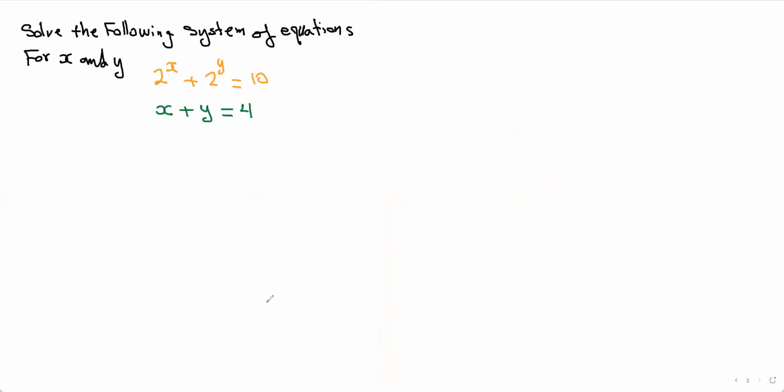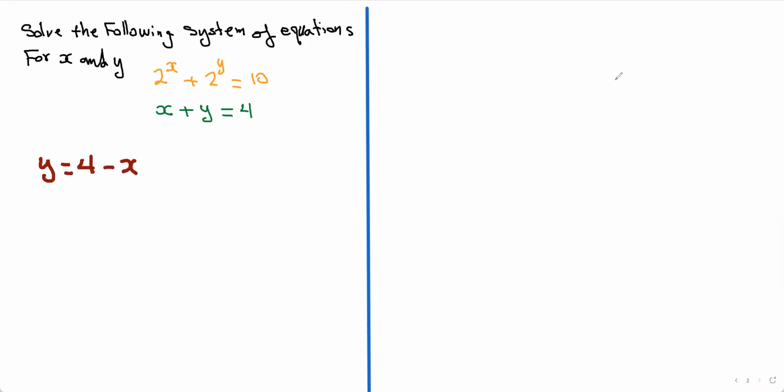And the second question says solve the following system of equations for x and y. So here we have a linear equation and we have an exponential equation. So this will be a little bit tricky to do. What should we do first? So we're going to use the method of substitution. And so I'm going to take the x plus y equals 4. I'm going to solve that for y. So that we're going to be y equals 4 minus x.